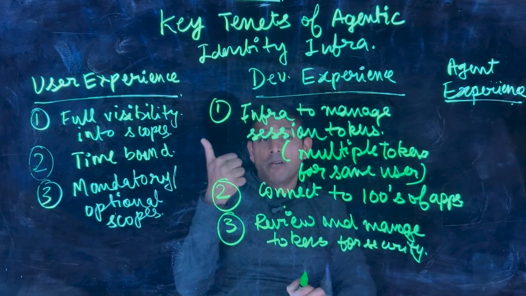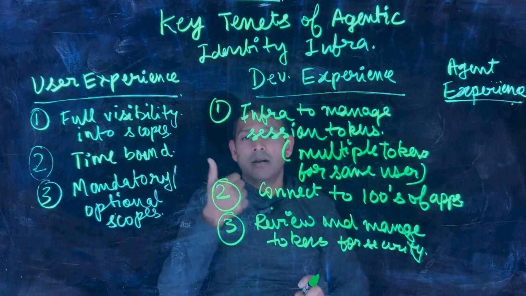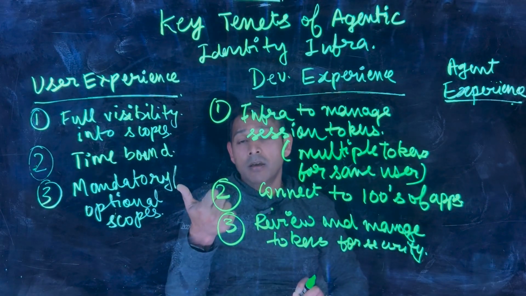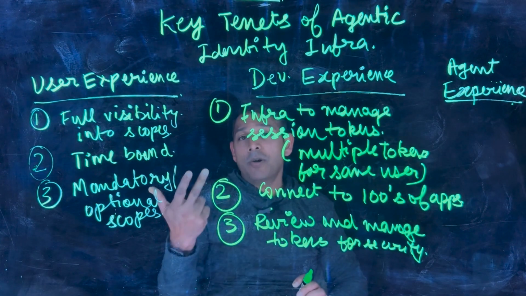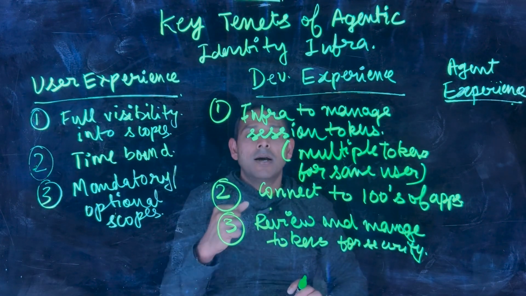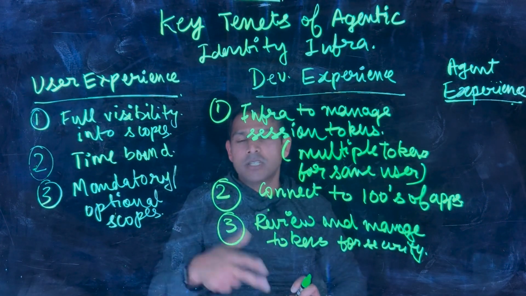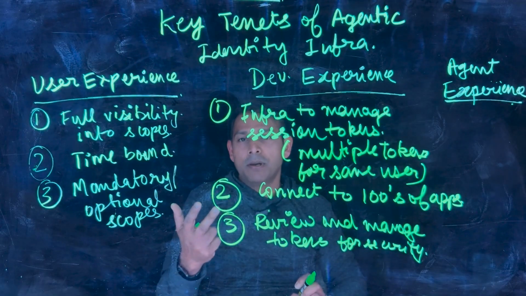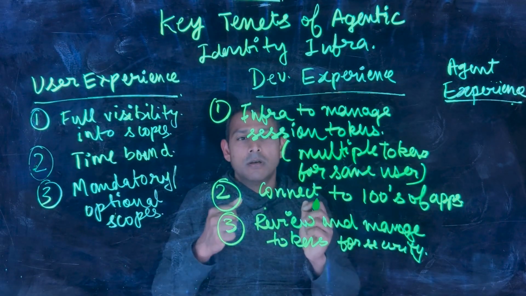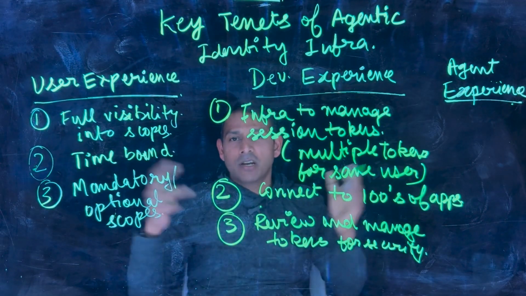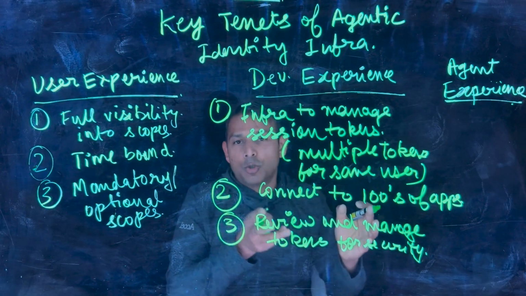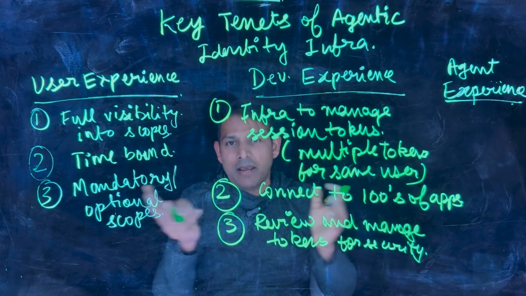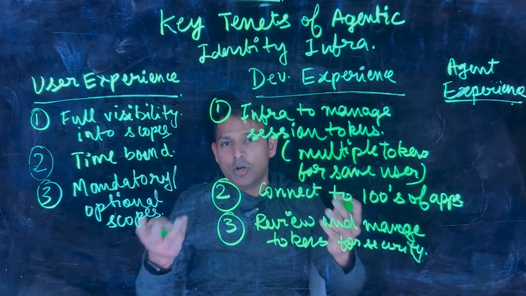So I'll repeat again, right? Infrastructure to manage session tokens and all the OAuth tokens easily. And this should be very, very granular so that for the same user, there could be multiple tokens based on the scope. Connecting to hundreds of applications very easily and being able to spin up tools or being able to spin up agents which can connect to any of the tools out there. And the third is, from a security perspective, review and manage tokens in a control plane or some sort of a dashboard or a UI.